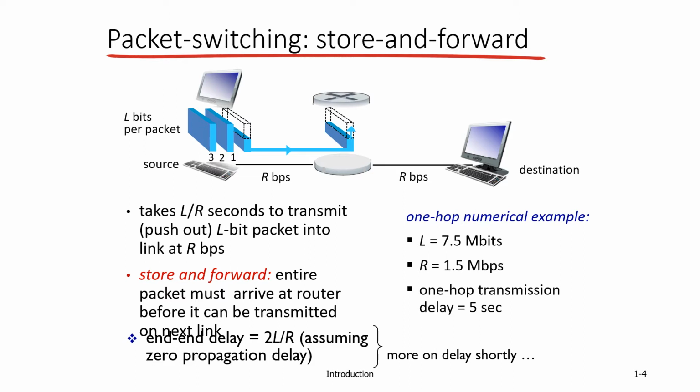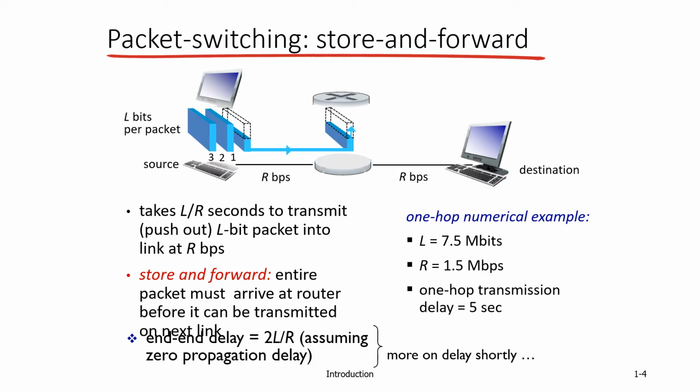We have a one hop numerical example for this particular scenario. Let's suppose that the size of the packet is 7.5 megabits. One thing you should remember is that whenever b is written in lowercase, it basically means bits. Whenever B is written as a capital, by convention in computer networks especially, it means a byte.